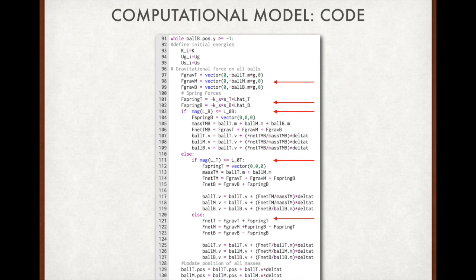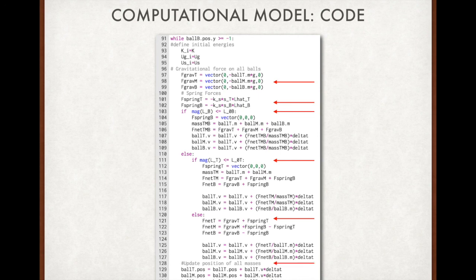This is considered the first stage of motion of the spring. Essentially, I set net force for each of the masses equal to the force of gravity plus the force of the spring. However, for the first mass, it's equal to its force of gravity plus the force of the top spring. For the middle mass, it's equal to the force of gravity plus the force of spring B minus the force of the top spring.